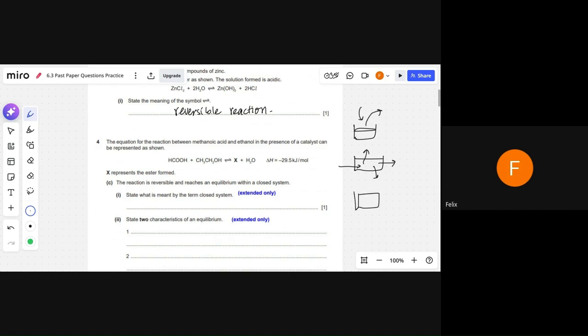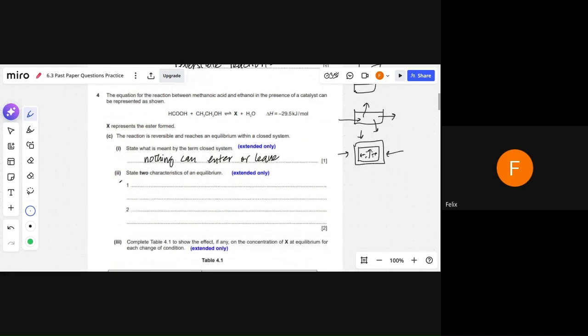So isolated systems, they're insulated. So nothing can enter or leave, not even energy. So I hope this is clear. So state what is meant by the term closed system. So here you say that nothing can enter or leave. State two characteristics of an equilibrium.